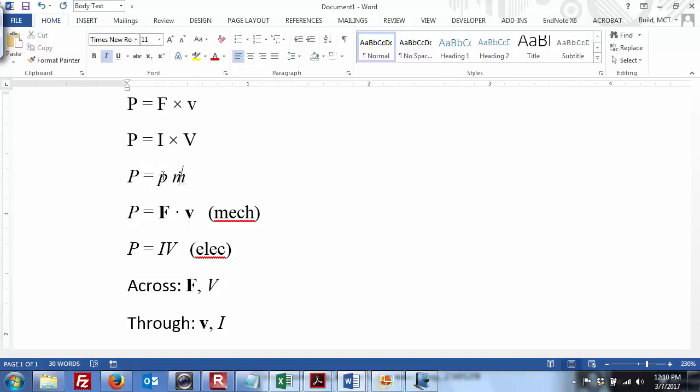What you're actually looking at is the mass flow rate. So the more pressure you have and the faster water is flowing through that system, the more power you have. You got to have both. And so, of course, pressure is the across variable, and mass flow rate is the rate.